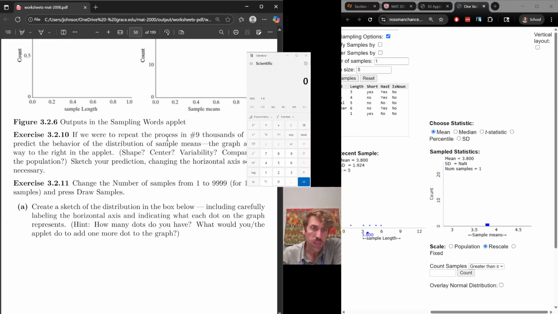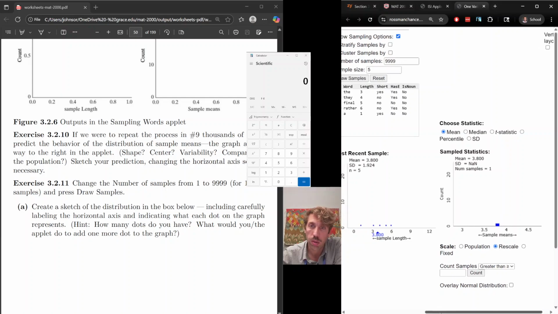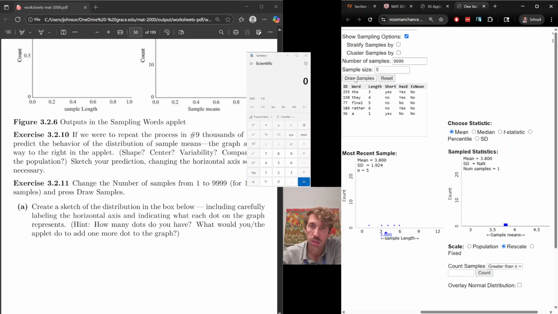Okay. So then once you've done number 10, change the number of samples from 1 to 9,999. So 9,999. And then we are going to draw samples. And so now that's my most recent sample. That's the number that goes with it, and then that number got put over here.